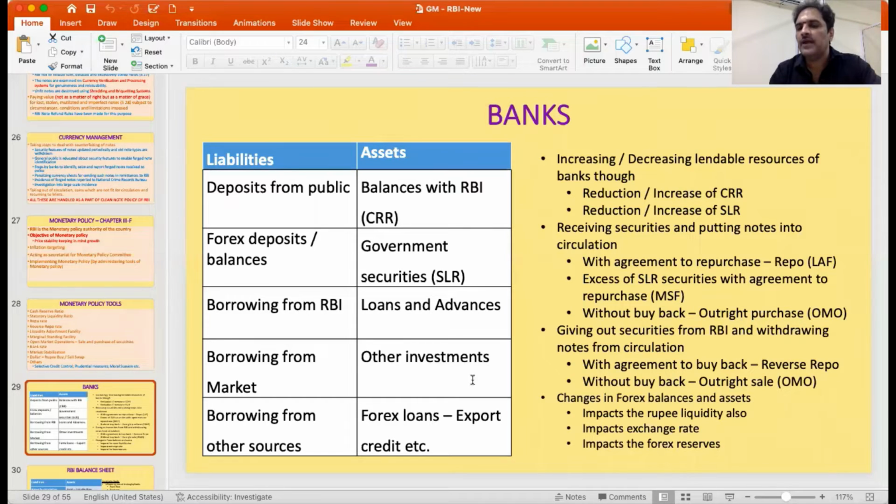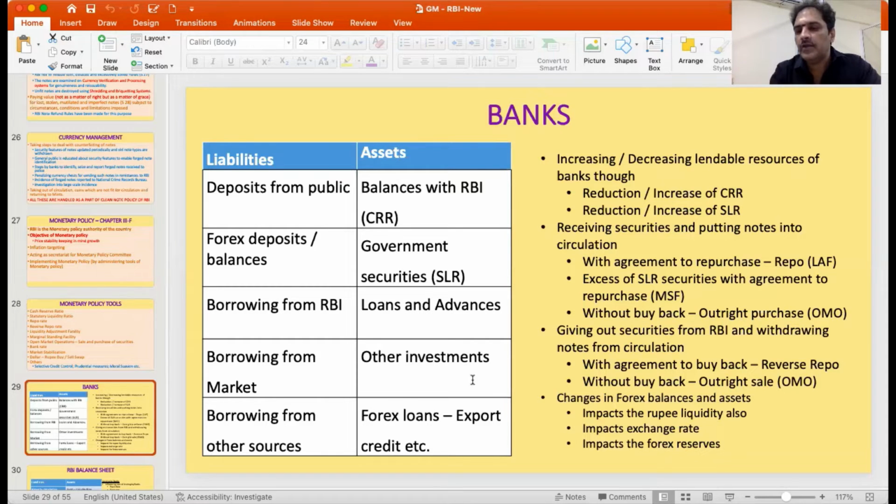So in open market operation, you could have outright purchase and outright sale depending upon the situation. Where the liquidity is in surplus in the market, you do an outright sale of securities. You release the securities to the market and mop up the money.